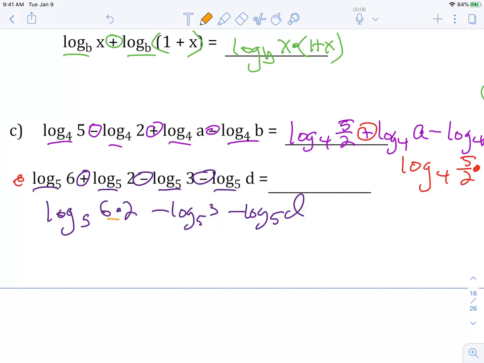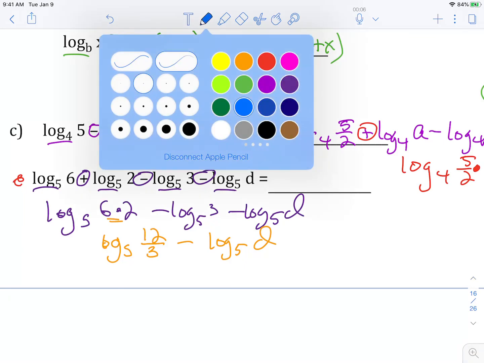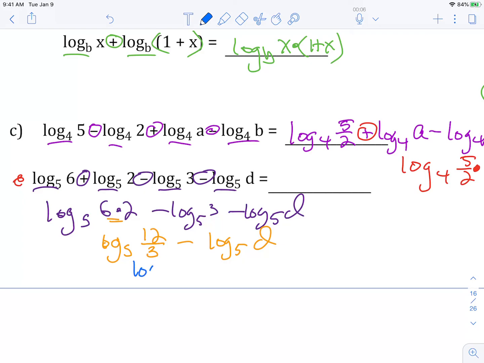So now this becomes just 12. So log base 5 of 12 divided by 3 minus log base 5 of d. And again, 12 divided by 3 is just 4. So now we have log base 5 of 4 divided by d as our final answer.